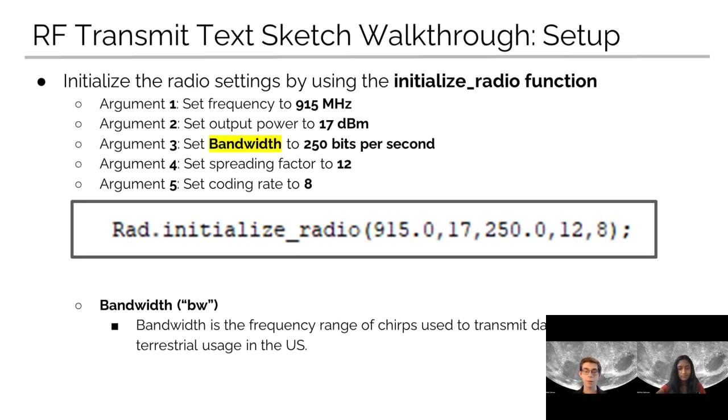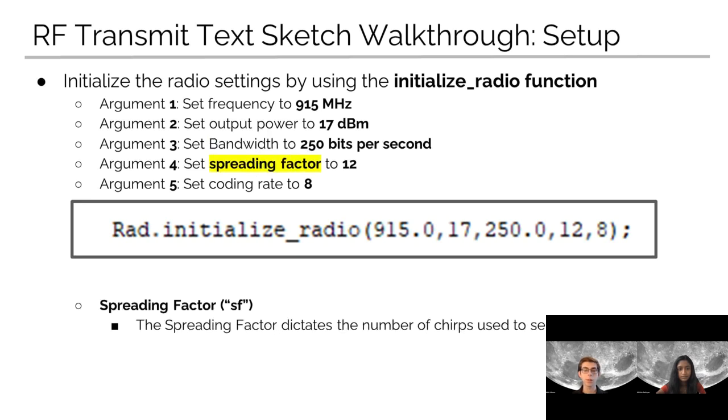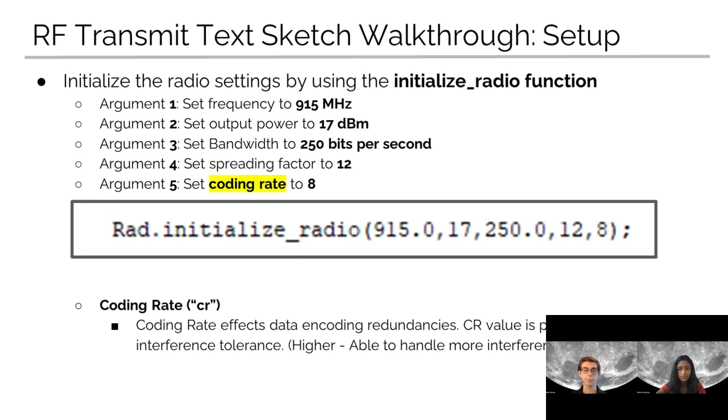Next, we have bandwidth, which we are setting to 250 bits per second. Bandwidth is the frequency range of chirps used to transmit data. Next, we have our spreading factor, which dictates the number of chirps used to send a signal. Here we are simply setting it to 12. And finally, we have something called coding rate, which we are setting to 8.